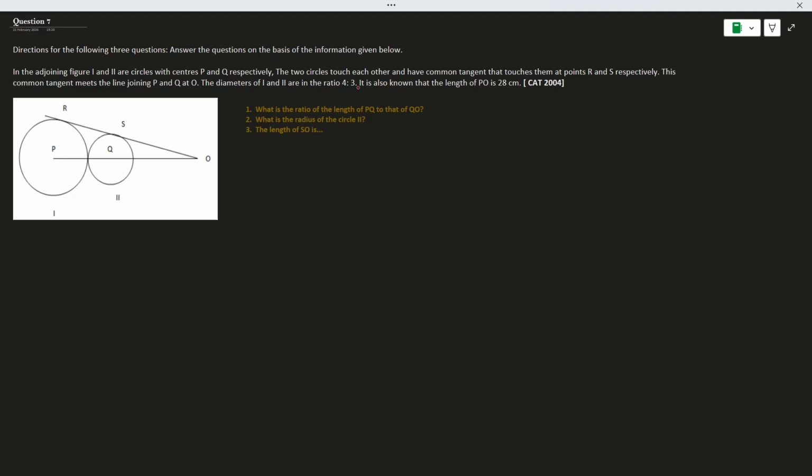In the adjoining figure, 1 and 2 are circles with centers P and Q respectively. Okay, so P is the center of the first circle, or I can say the larger circle. Q is somewhere here. Q is the center of the smaller circle, or center of 2. The two circles touch each other. Okay, so basically they are touching here. So this is the point of contact of the two circles.